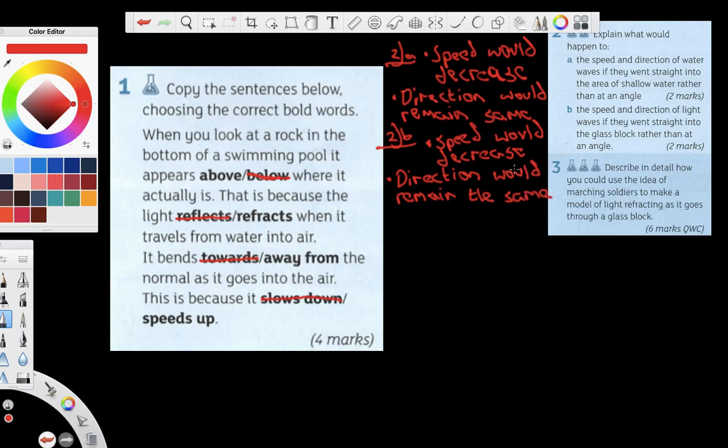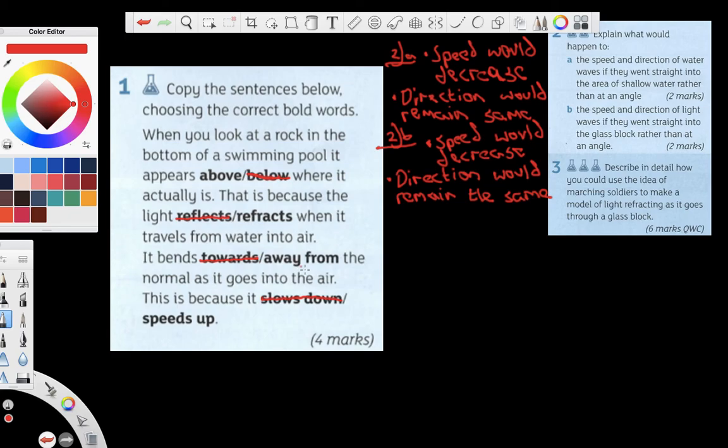Okay? So for 2 marks for 2A, you should have said the speed would decrease and the direction would remain the same. And for 2B, the speed would decrease and the direction would remain the same. Next one, describe in detail how you could use the idea of a marching soldier to make a model of light refracting as it goes through a glass block.